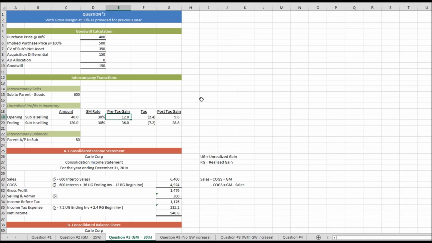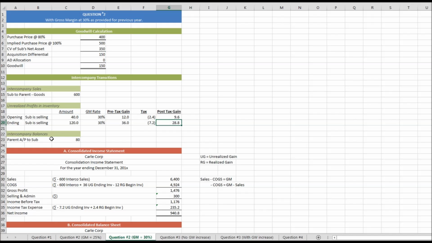And if we apply our tax rate of 20%, which was provided in the question, we get $2.4 and $7.2 for opening and ending balance respectively. And then we get 9.6 for opening balance and 28.8 for the ending balance as a post-tax gain. So important to remember about this, that that inventory is a current asset. We're going to be revisiting that idea in just a moment.